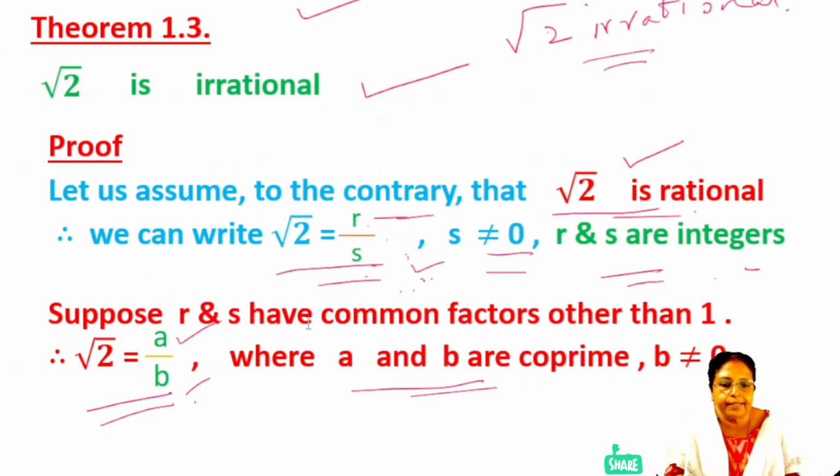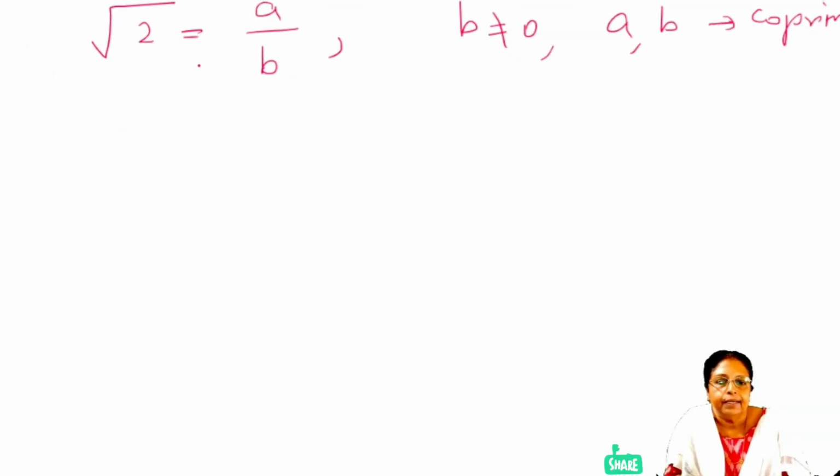So here we can see root 2 equal to a upon b, where a and b are coprime, that is, a and b have no common factors. Then this can be written as root 2 upon 1. Then we can cross multiply this. Then we can write this as b root 2 equal to a. Have you got it?